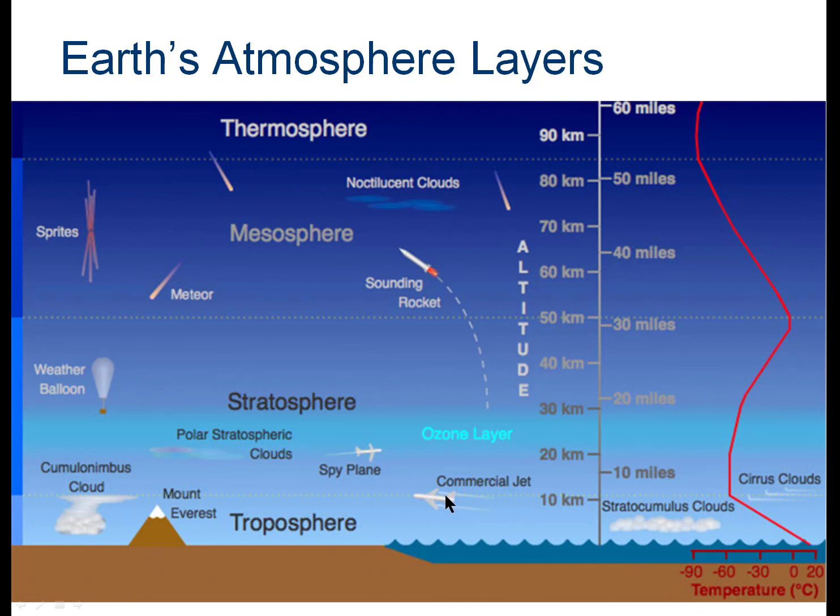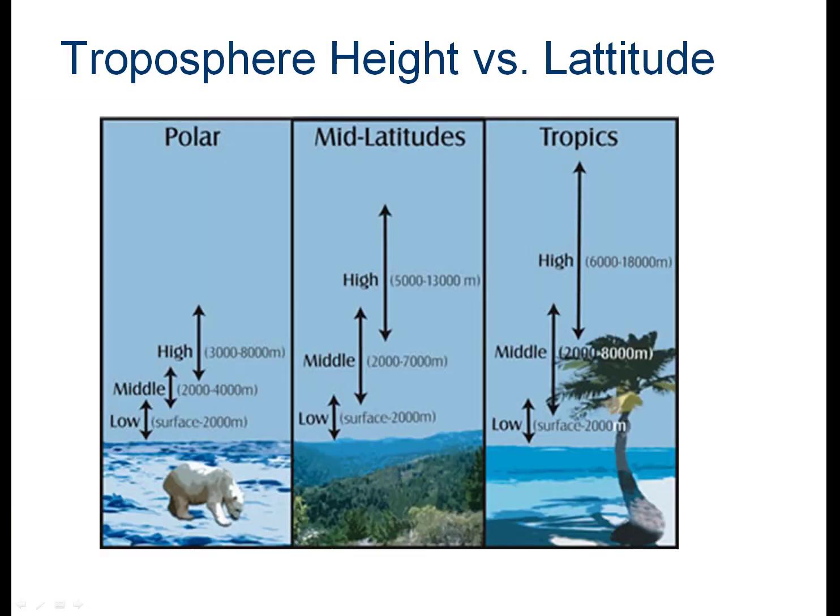Our flights occur down in the lower layer, the troposphere. That's where all of the flight's going on. Rockets and space flight is happening up here in the mesosphere and thermosphere. That's when we start doing rocketry. So that troposphere is not uniform.